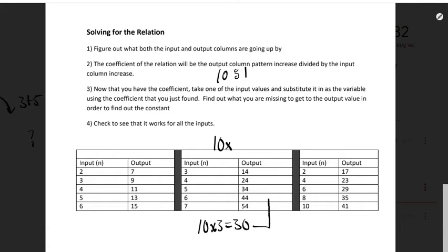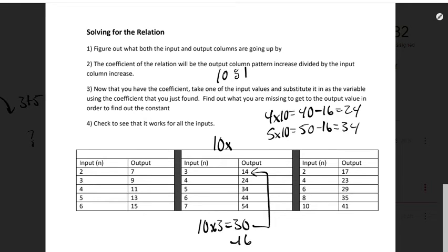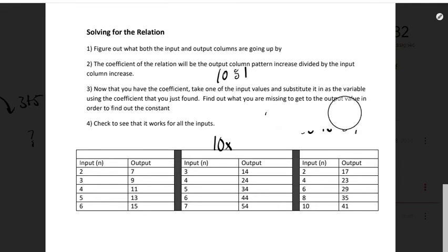So when I try it, I go 10 times 3 is 30. Now how does 30 become 14? I need to subtract off 16. If I try it again with the 4, 4 times 10 is 40. I subtract off 16, it is 24. 5 times 10 is 50. If I subtract off 16, yes, it is 34. So the relationship is 10x, and then I have to make sure that I minus 16.